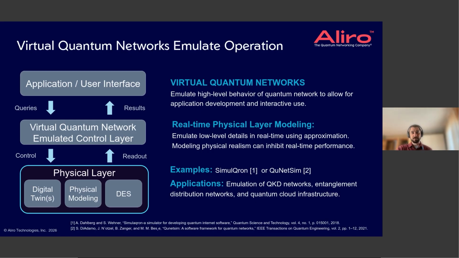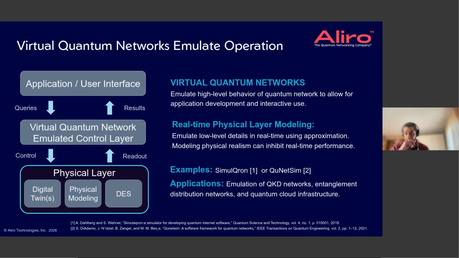Now, to build up these virtual quantum networks, the way that is typically done would be first to have digital twins as this physical layer. When we see examples of quantum key distribution networks being developed right now in the virtual quantum network format, they are often using digital twins deep under the hood to be modeling the QKD devices and the high rates that they operate at. Other frameworks have used things like discrete event simulation and more advanced physical modeling under the hood.